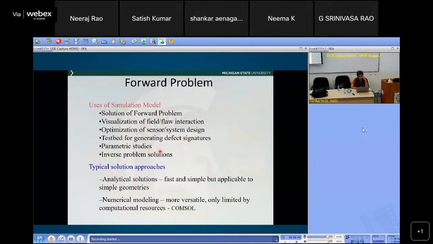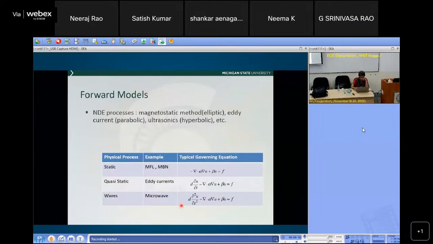And also a model can be used as a test bed for generating, you can't fabricate a subsurface flaw, for example. But you can do that using the model, generate the signal, and use that for training your pattern recognition algorithms, okay? And so on. So we, I think, do have, the last day, one lecture on the modeling.